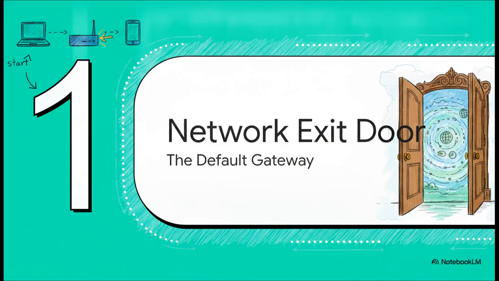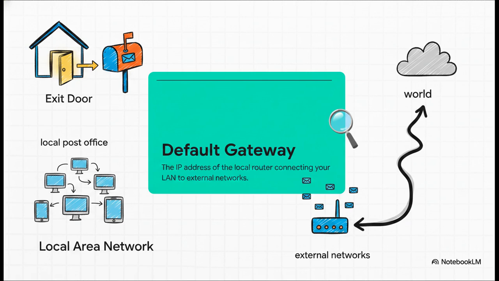Section 1. The Network Exit Door. Okay, let's dive into this. So, what exact mechanism do your devices actually use when they need to reach out beyond their immediate surroundings and into the vast expanse of the internet? Enter the default gateway. This is simply the IP address of the local router that connects your local area network, your LAN, to external networks.